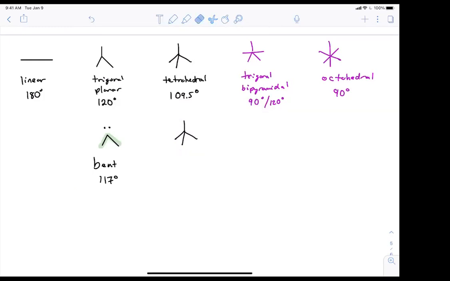In a tetrahedral, we take away this first one. And remember, you have to think of this in 3 dimensions. What shape is left of what I've highlighted here? So think of 3 legs here. What shape is that? Pyramidal. And that angle will be about 107 degrees.